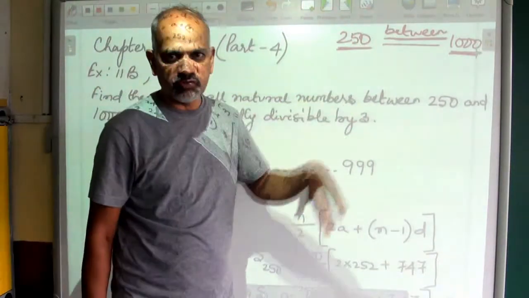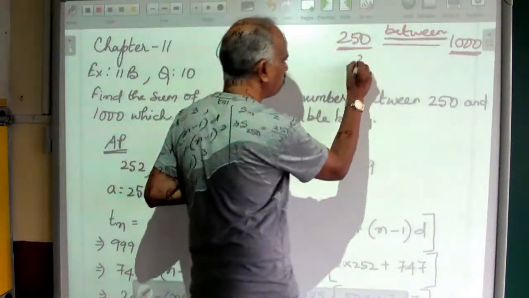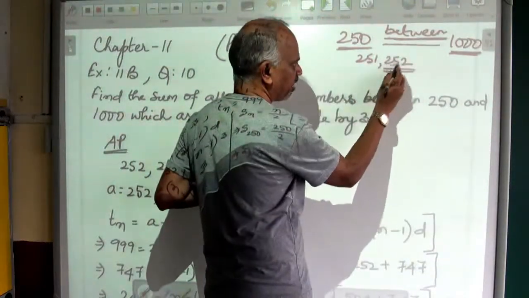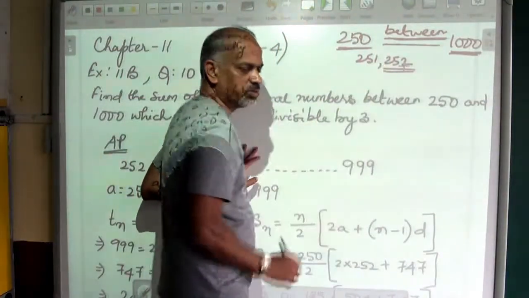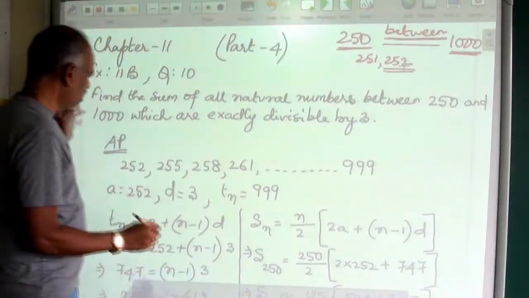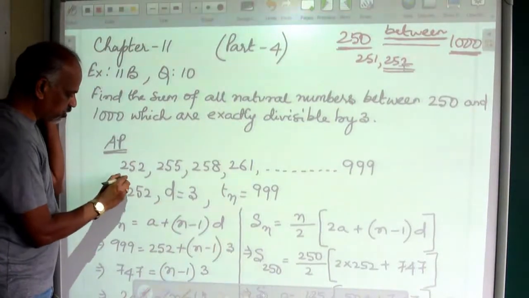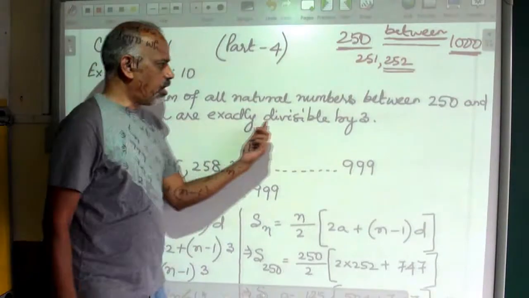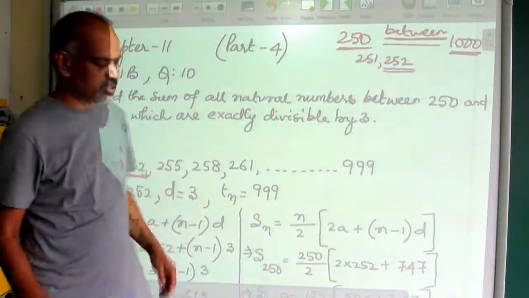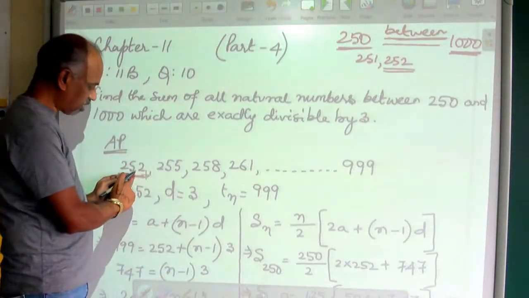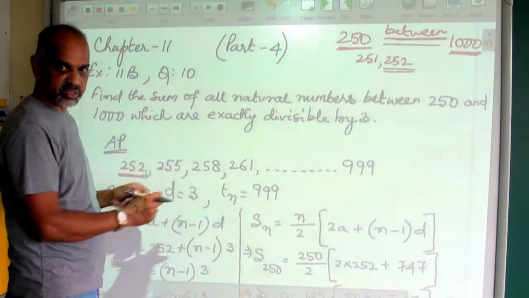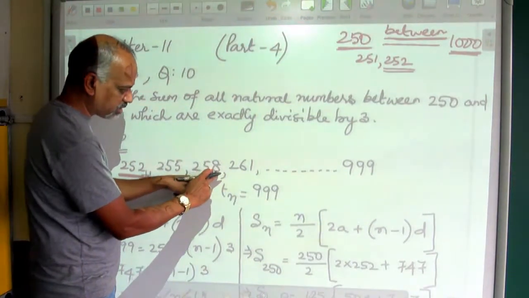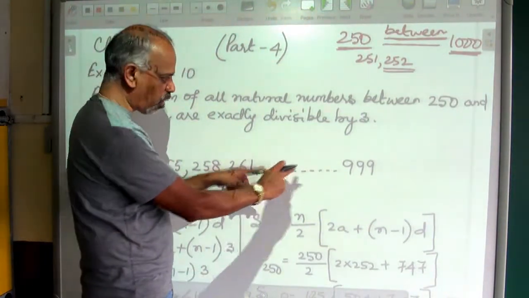After 251 is 252. Let's check this one. 2 plus 5 plus 2 is 9, which means it is divisible by 3. So our AP's first term is 252 for sure. And all these numbers are divisible by 3, which means you will keep adding 3 to this number to get the remaining numbers. Add 3 to this, you will get 255, add 3 to this, you will get 258, add 3 to this, you will get 261 and so on.